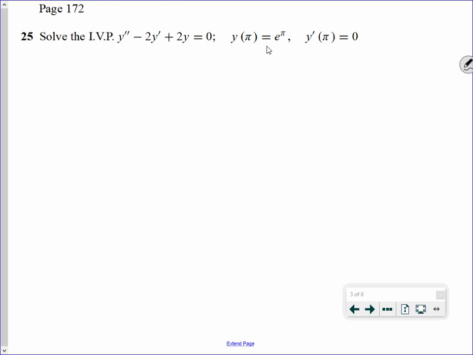Okay, so we'll do the auxiliary equation. Auxiliary equation here, well, A is 1, B is -2, C is 2, so it's 1 r squared minus 2r plus 2 equals 0, which I'm going to solve by completing the square.